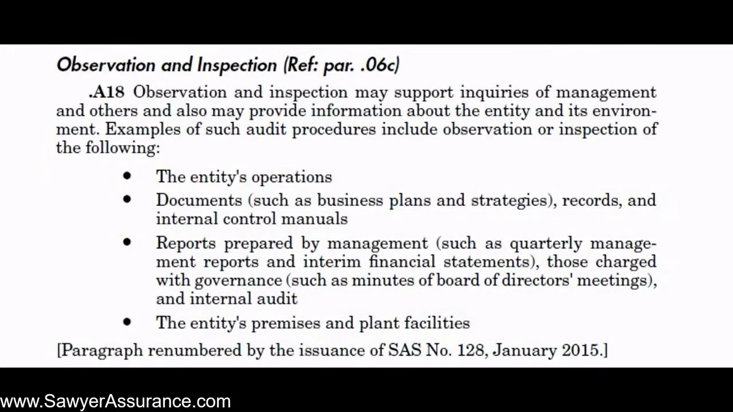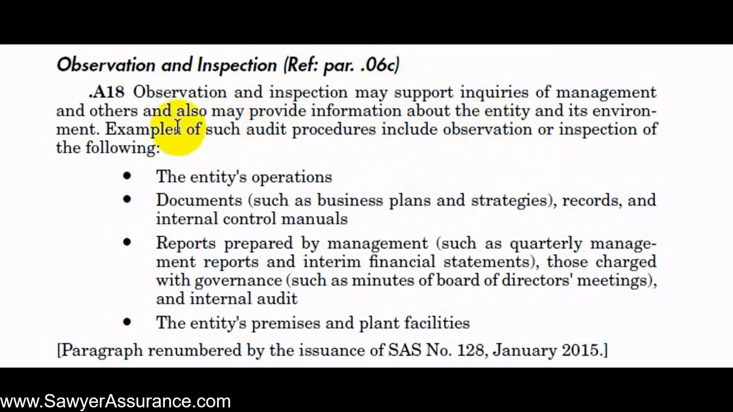Okay, so now we're down to the explanatory material section related to observation and inspection. We've got a lot of examples of things we might observe or inspect as part of our risk assessment procedures, but it says that observation and inspection may support inquiries of management and others, and also may provide information about the entity and its environment. From A and B in this AUC Section 6, we saw that we inquired of management, and we also did some analytical procedures. But actually observing and inspecting some of the processes or documents or things like that might give us a little more information on what management said in the inquiries, or explain what exactly is going on in the analytics that we're looking at.